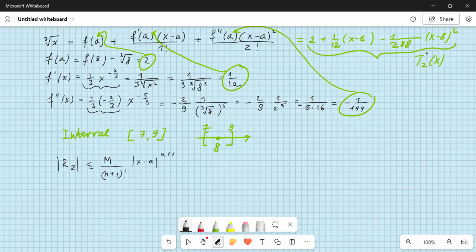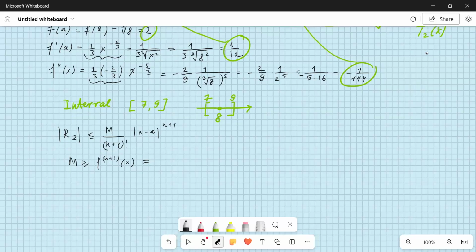So what I'll need first is M. M is greater than or equal to the (n plus 1)th derivative on the interval, right? So I'll need to differentiate this one more time. And the derivative is going to be minus 2 over 9 times minus 5 over 3, x to the power of minus 8 over 3.